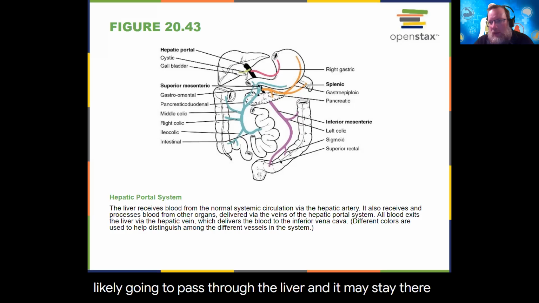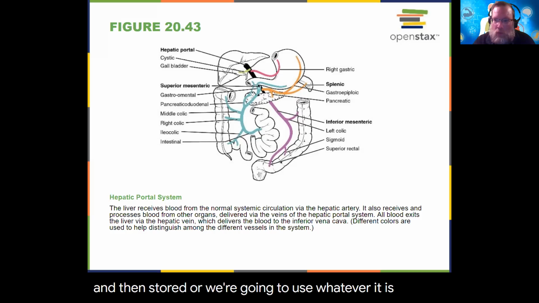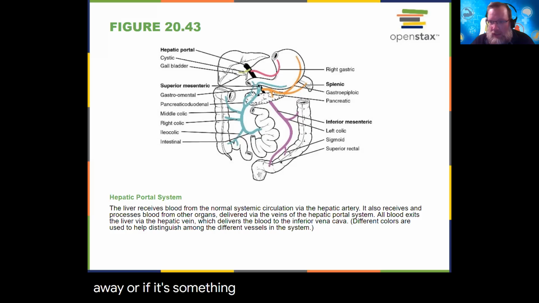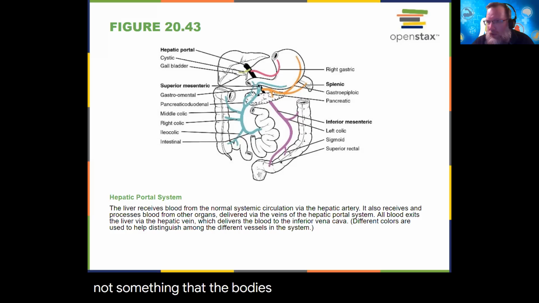there. And it's likely going to get converted into something else and then stored, or we're going to use whatever it is right away. Or if it's something less desirable, then we're going to try and figure out a way to get rid of it or to break it down. And that's the problem with a lot of foods and beverages that we consume, is these ingredients that are in them are not something that the body's used. They're synthetics. And so our body chemistry has a tougher time handling certain synthetics. And so yeah, you end up with plastics and who knows what else in your guts.